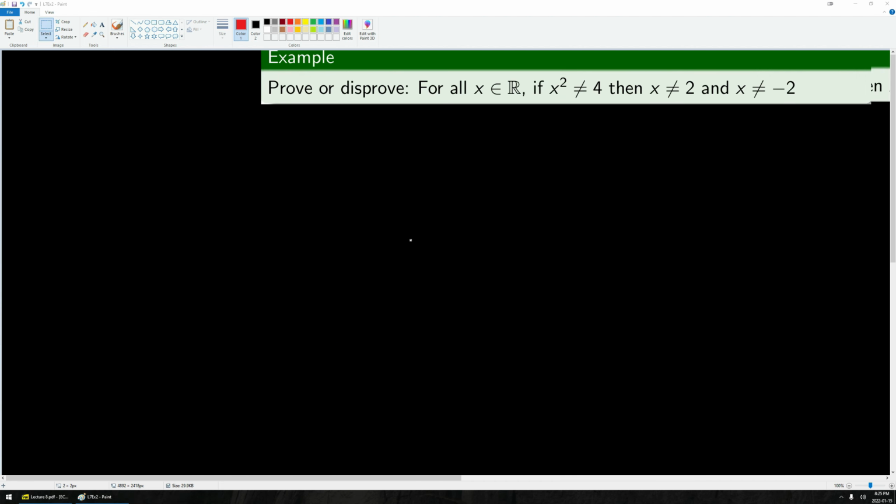Okay, so now just for completion, let's try doing the contrapositive to see what we get in that case. So for the contrapositive, what would the contrapositive be? Negation of this implies that. So this would be if x is equal to 2 or x is equal to minus 2, again, De Morgan's law, then x squared is equal to 4.